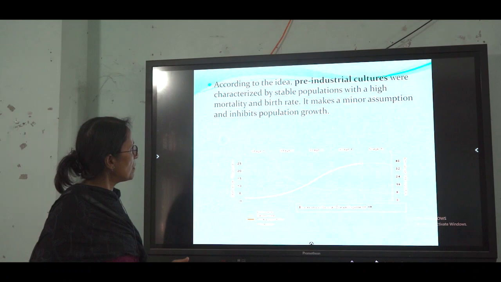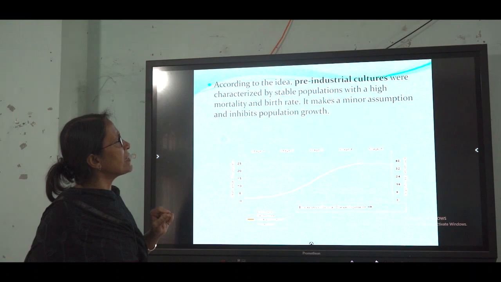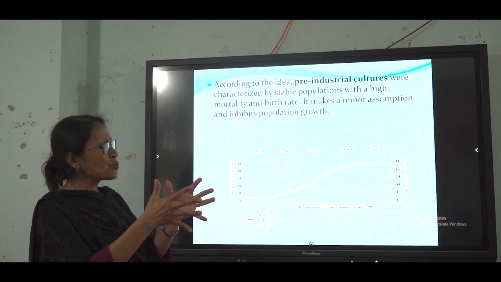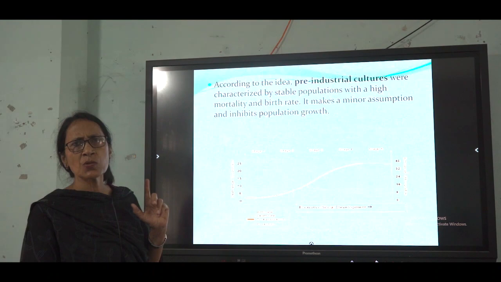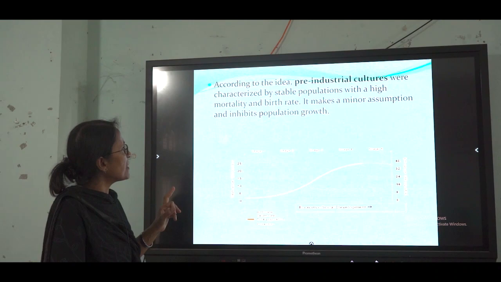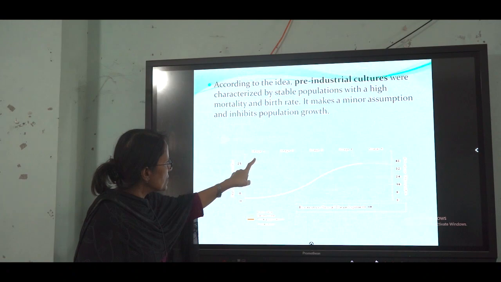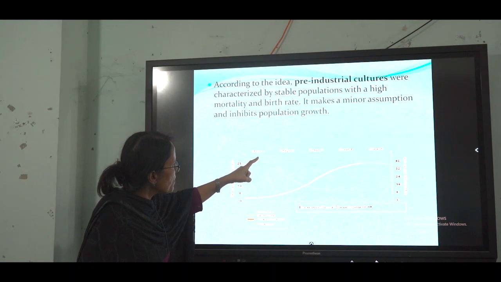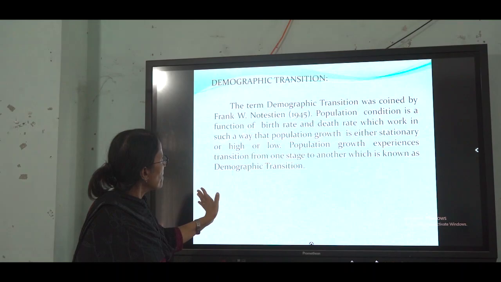According to this idea, pre-industrial culture, or we can define it as a pre-agricultural stage, actually these two stages are clubbed together here. The pre-industrial or pre-agricultural society is characterized by stable population growth with high mortality and a high birth rate. So here it is stage one, and the population figure is drawn like this. It is very much fluctuating, with a high birth rate accompanied by a high death rate.